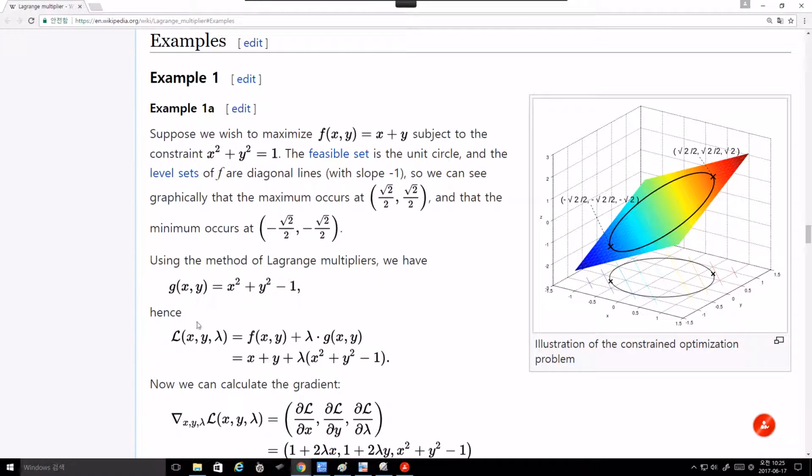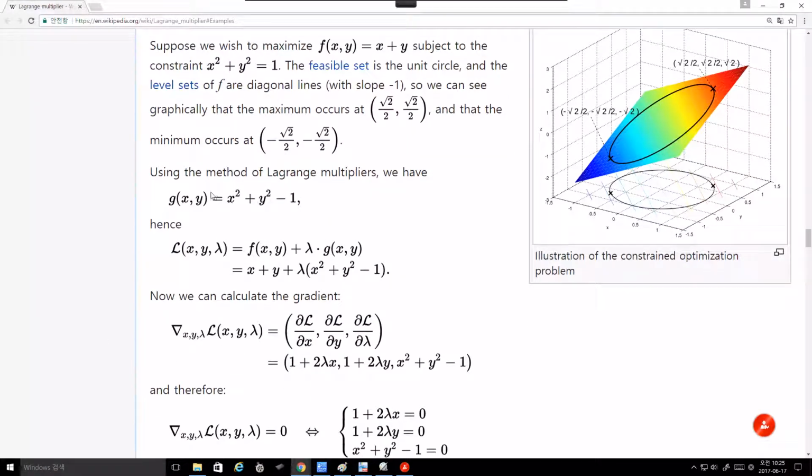Okay, so using the method of Lagrangian, we define z as this one, subject to the condition that this equals 0. So for the Lagrangian, we have x, y, and one constraint, so we have one Lagrangian multiplier, lambda.